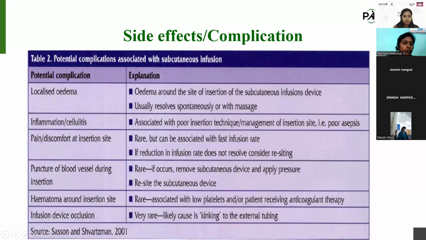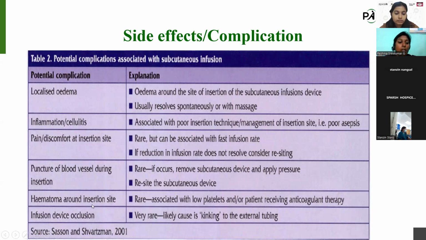Then puncture of blood vessels during insertion. It is very, very rare because we are placing the needle in the subcutaneous space. If you notice any presence of blood in that scalp vein, just remove it and place another scalp vein in the subcutaneous tissue. And if you notice any blood flow in that subcutaneous line, just reset the subcutaneous device.